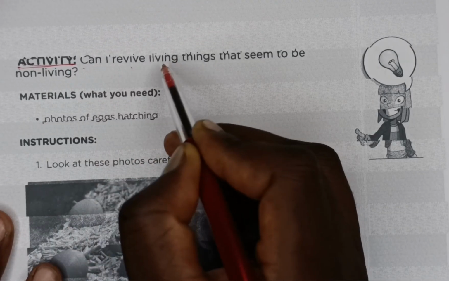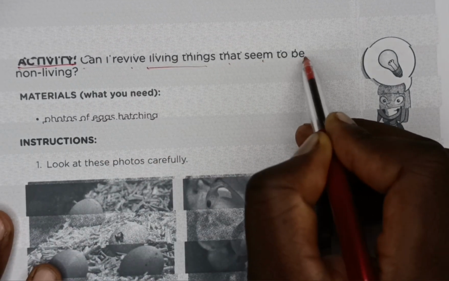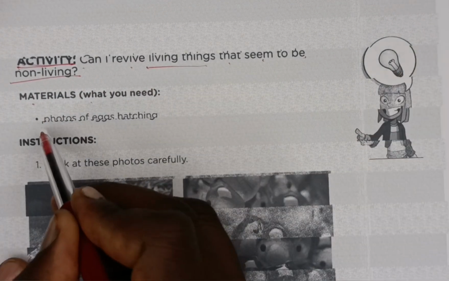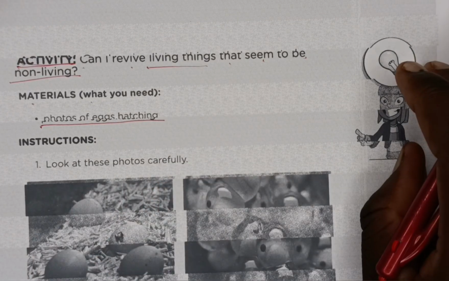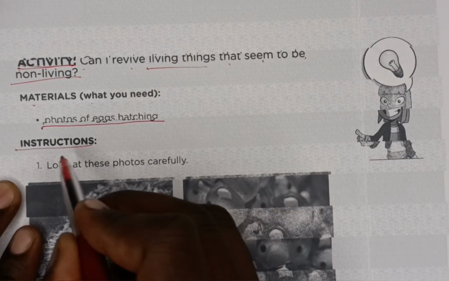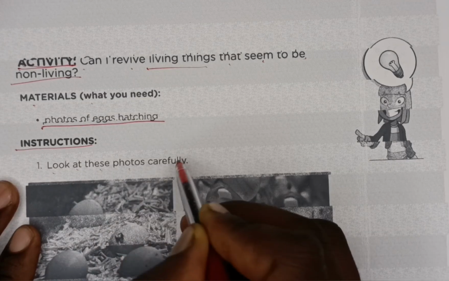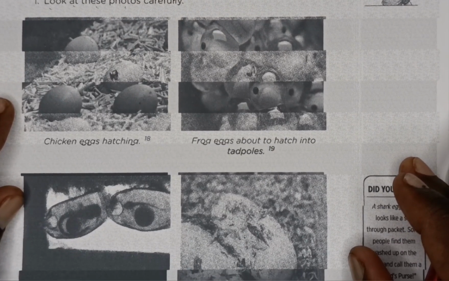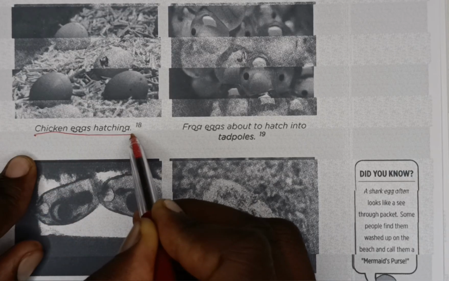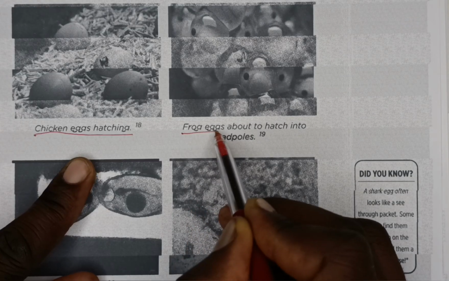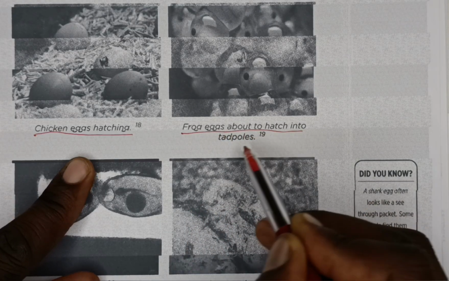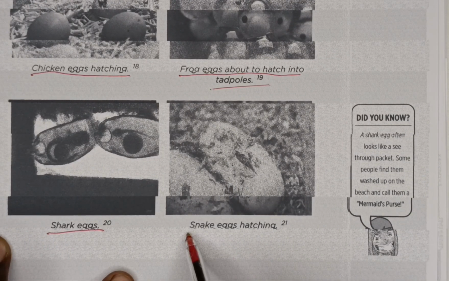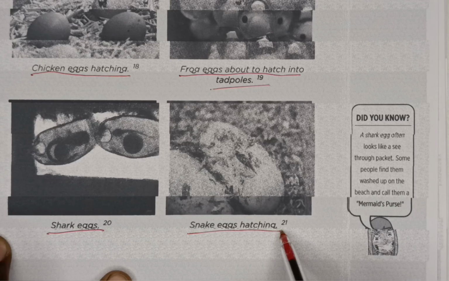Can I revive living things that seem to be non-living? Materials, what do you need? You need photos of eggs hatching. Instructions. Look at these photos carefully. These are chicken eggs hatching. These are frog eggs about to hatch. These are tadpoles. These are shark eggs.